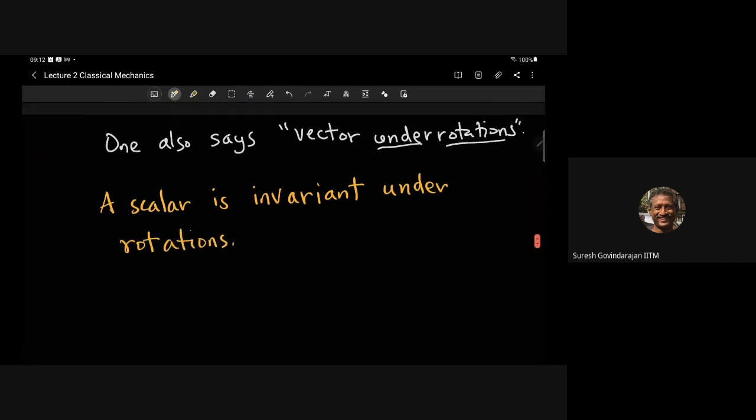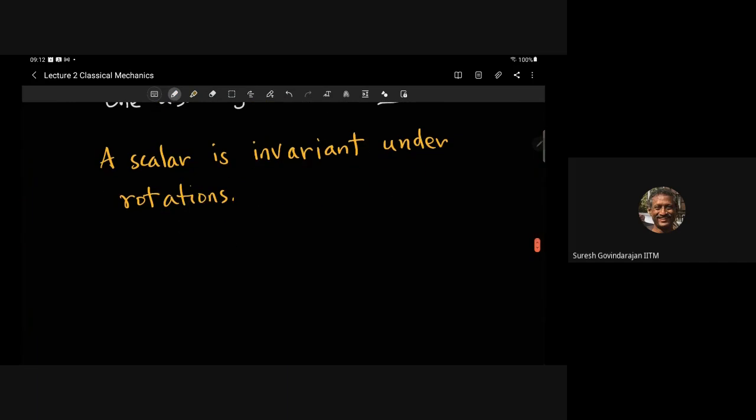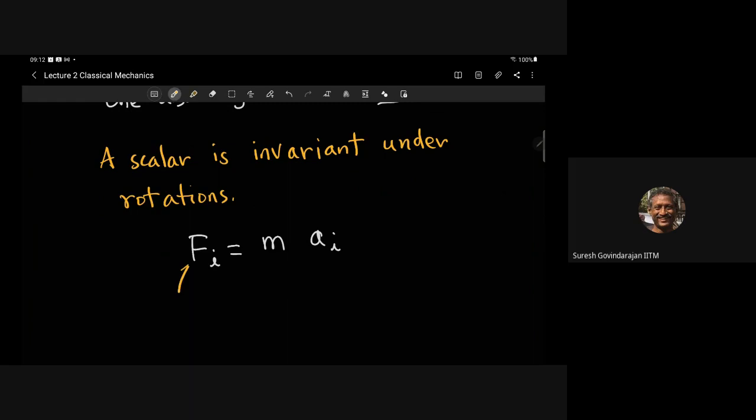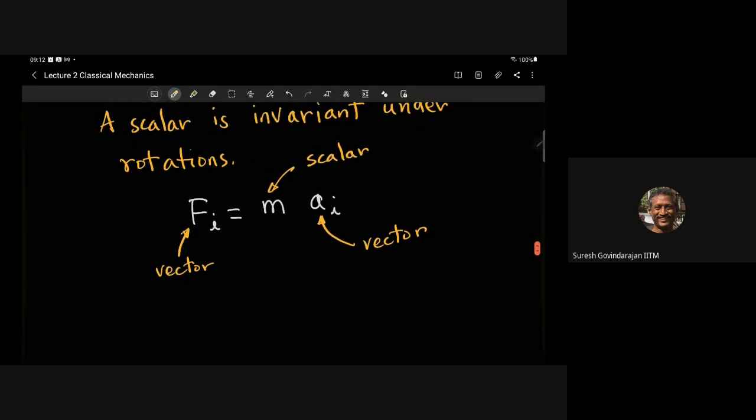So now we can go back to Newton's equations and write it like this, and qualify things out here. What is F_i? It's a vector. What is a_i? It's also a vector. What about m? Scalar. Simple exercise: product of a scalar and a vector is another vector. So what we have is left hand side is a vector, right hand side is a vector. We can actually rewrite this as a vector equation.